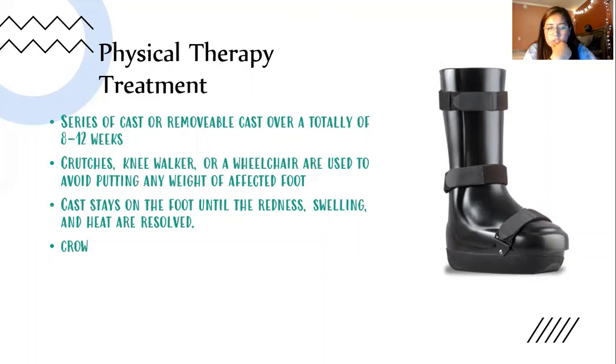This device here is called CROW. It is a Charcot restraint orthotic walker.